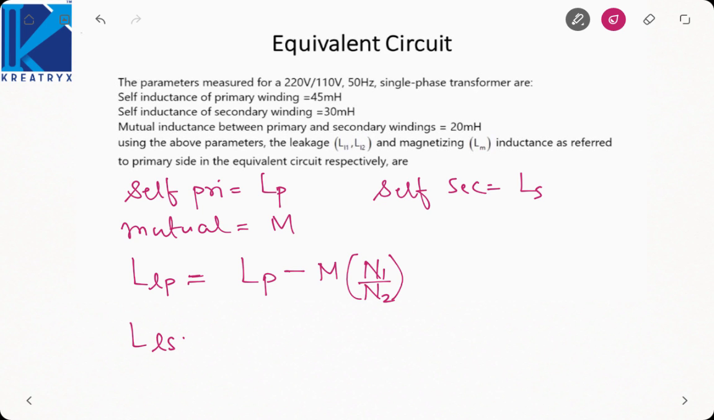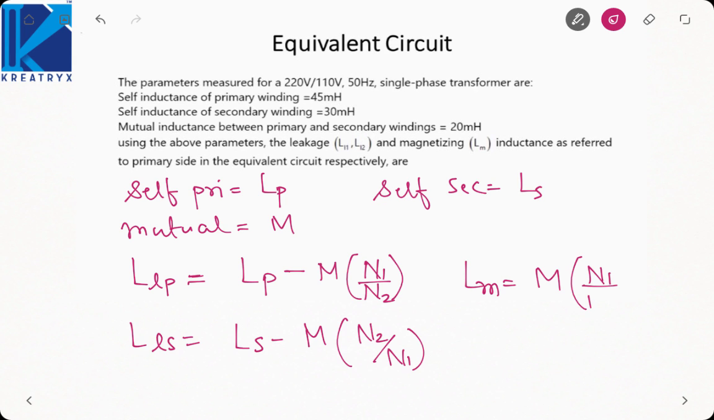What is leakage in secondary? Ls minus M N2 by N1. What about magnetizing inductance? Since magnetizing is always connected in primary, M into N1 by N2. Now one thing that I have assumed here is this inductance has been measured on the secondary side. This has been measured on primary side. That is why I do not have to refer any inductance to any side. It is already referred. Is it fine?